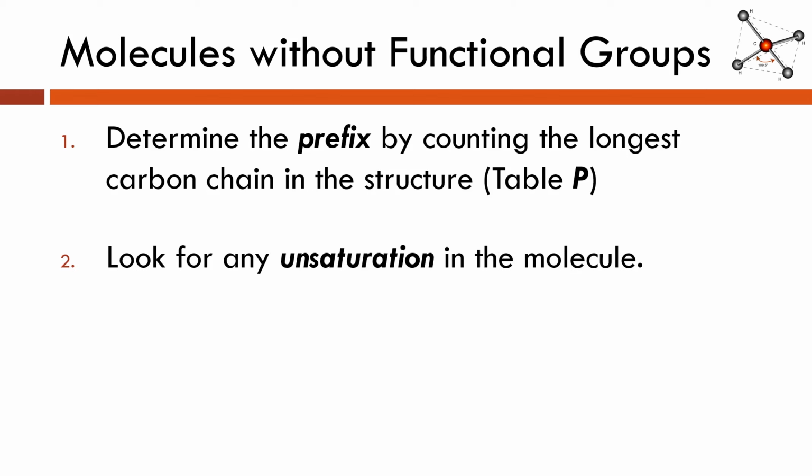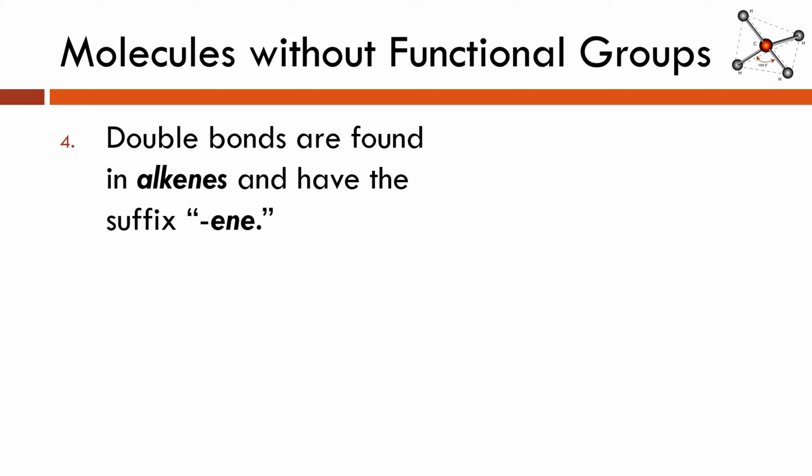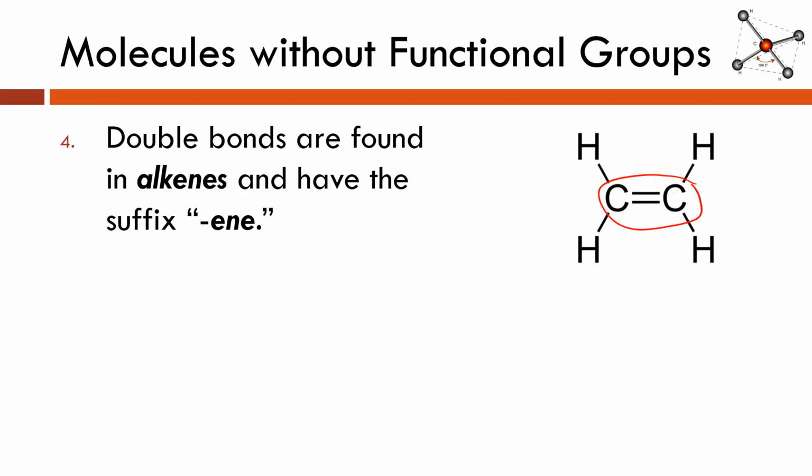We're going to look for any unsaturation in the molecule, so things like double bonds or triple bonds. We need to indicate where the double bond or triple bond is. We're going to use those locator values like we did for things like the halides, again using the smallest possible numbers. We know that if we've got a double bond present, that is an alkene, and we need to end that with -ene. For example, the name of this molecule is ethene.